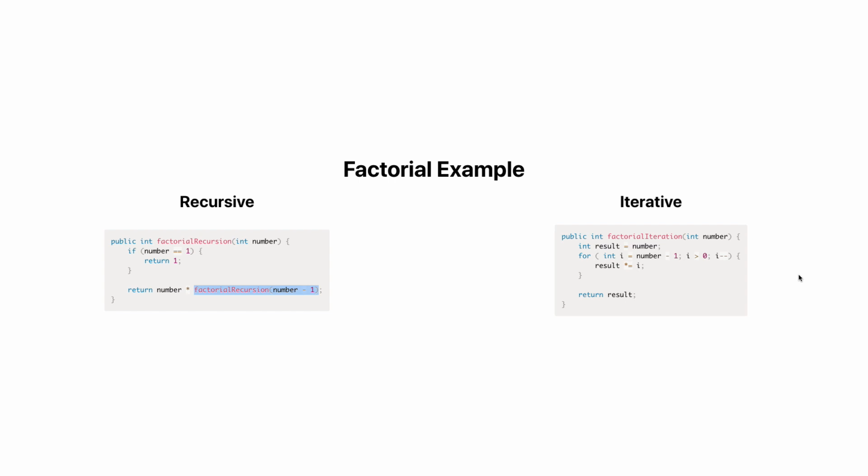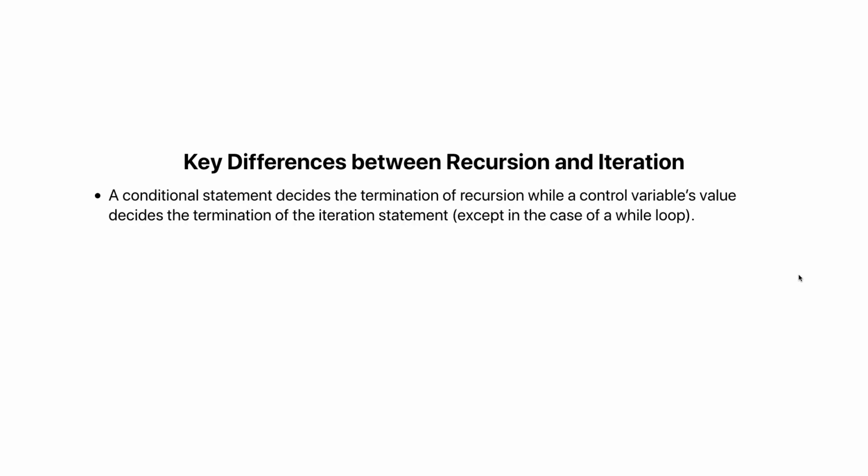Okay, let's just talk about some of the key differences then, unless anyone has any other questions. A condition, and we kind of talked about these, but a condition statement decides the termination of recursion, while a control variable's value decides the termination of an iteration statement.